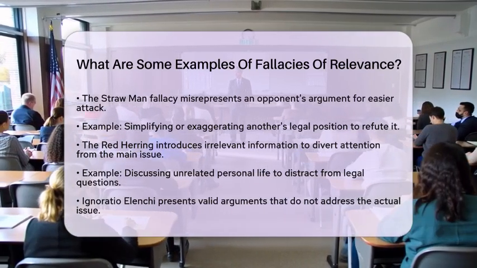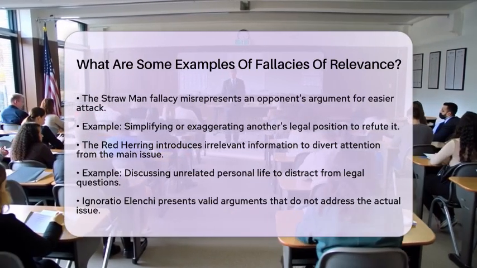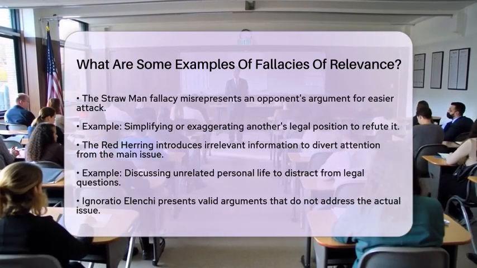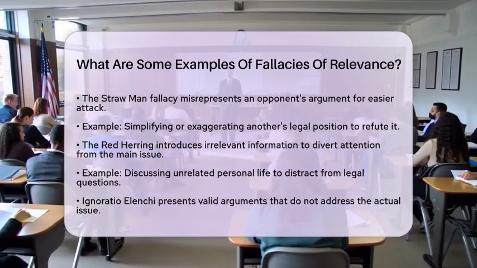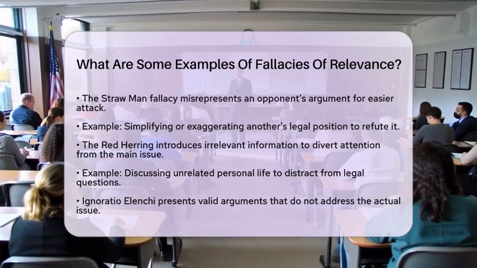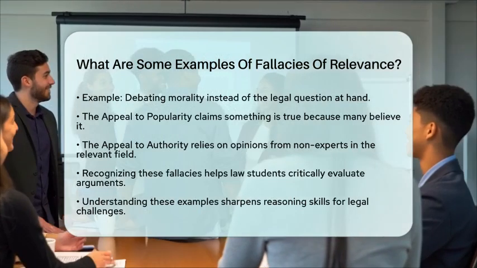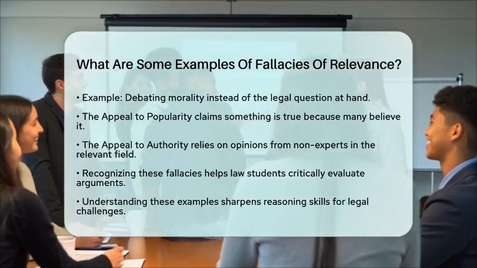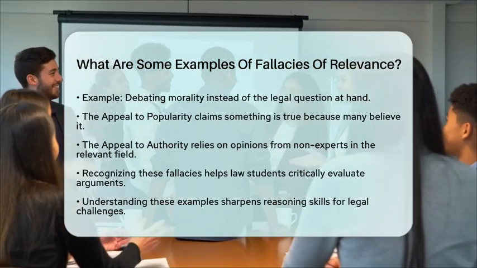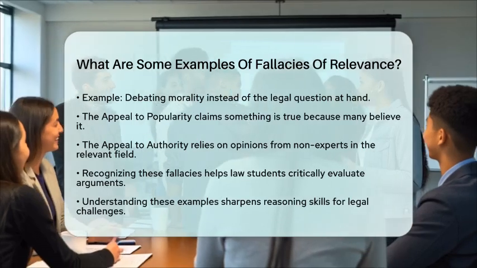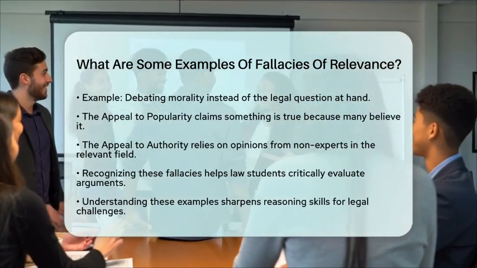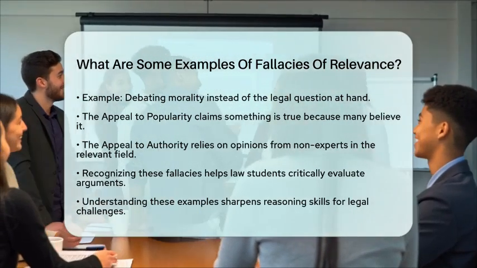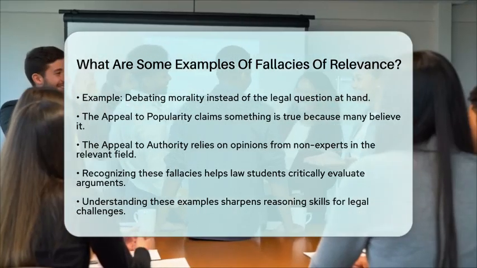Ignoratio Elenchi, or irrelevant conclusion, presents an argument that may be valid but does not address the actual issue being debated. For instance, arguing about the morality of an action when the legal question is about the law itself falls into this category. The appeal to popularity suggests that a claim is true simply because many people believe it. This is not a strong basis for an argument, especially in legal reasoning. Lastly, the appeal to authority relies on the opinion of someone who may not be an expert in the relevant field. Just because a famous person says something does not make it true in a legal context.